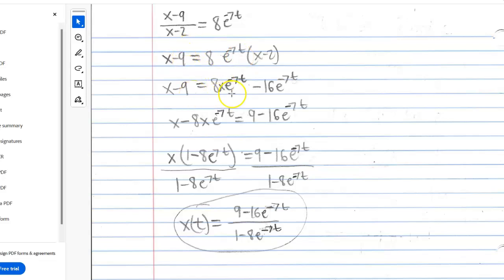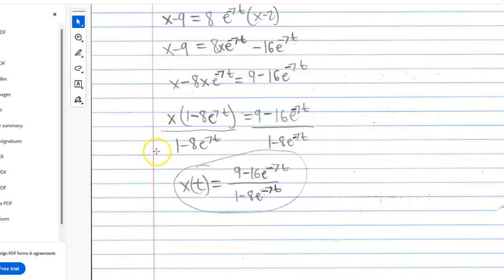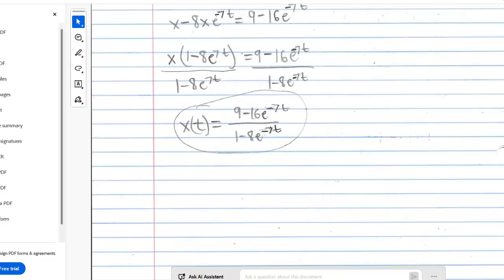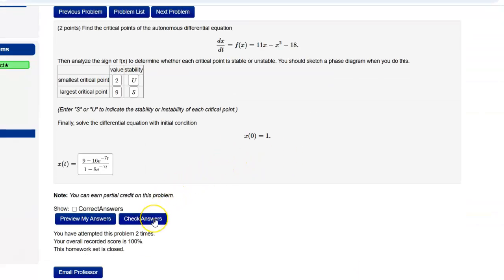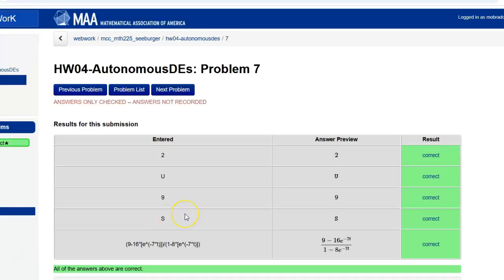And then we add 9 to the right side, and we also subtract 8x e to the 7t from the left side, giving us x minus 8x e to the 7t equal to 9 minus 16 e to the 7t. And finally, we finish it off by dividing each side by 1 minus 8e to the 7t, giving us x of t equals 9 minus 16e to the 7t divided by 1 minus 8e to the 7t. And now we go back here to check to see if our answers are correct, and they are.